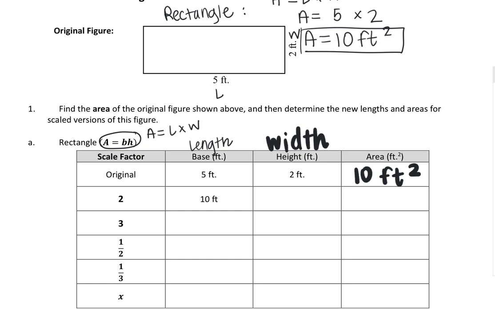Okay, so they say base, which means length. They say height, which is width. And they say for a rectangle, it's area equals base times height, which is the same thing. Area equals length times width. We're still multiplying both of those numbers. So don't let that confuse you. They're just using different words to mean length and width.